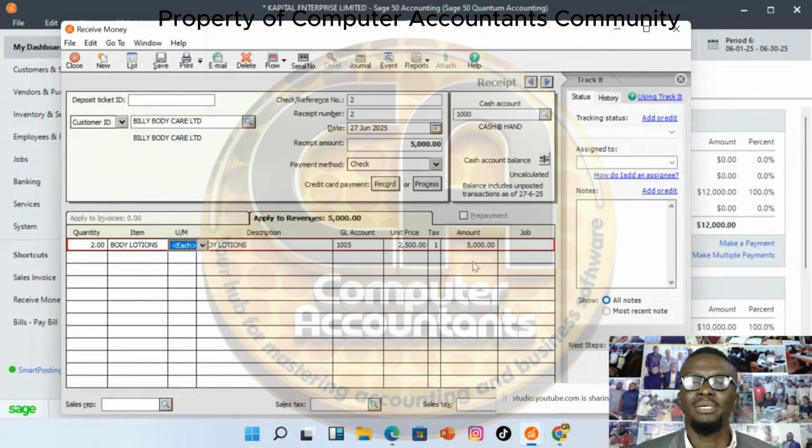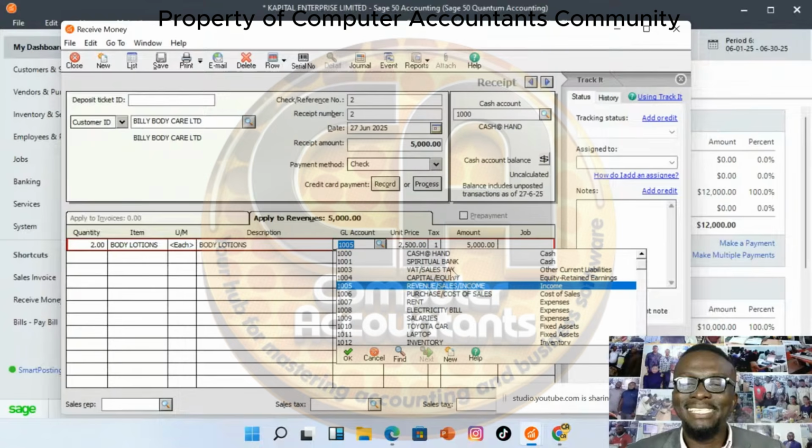Okay, so you don't need to bother. Look at your double entry. Cash is debited because he's paying us, our cash is increasing, while income is credited. So both income and cash are increasing. Our income has increased by 5,000 and our cash has also increased by 5,000.